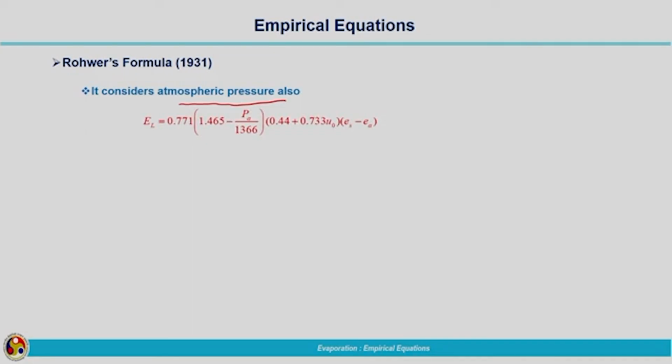It is given by EL is equal to 0.771 (1.465 minus PA divided by 1366) multiplied by (0.44 plus 0.733 U naught) (ES minus EA). Expression, when you look at it, is a slightly lengthy expression. So, this has been modified again and taken this form. So, here we can see the atmospheric pressure is considered into account.